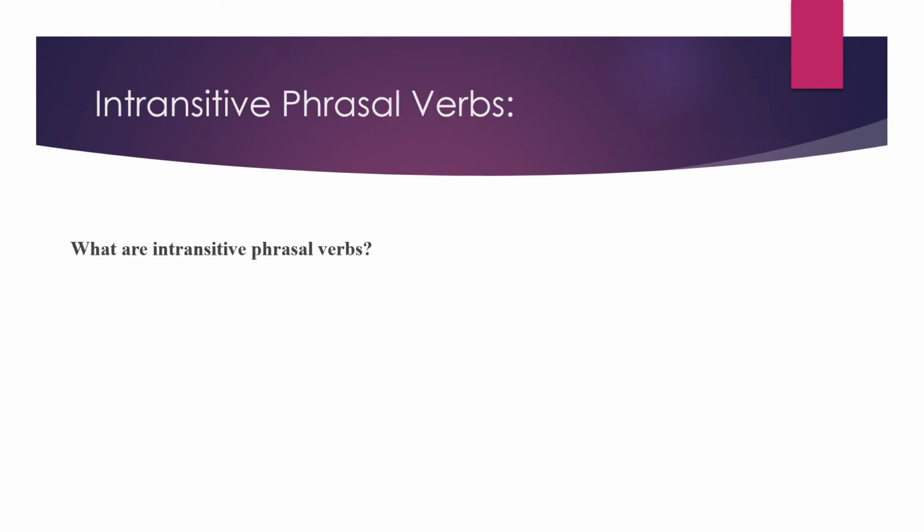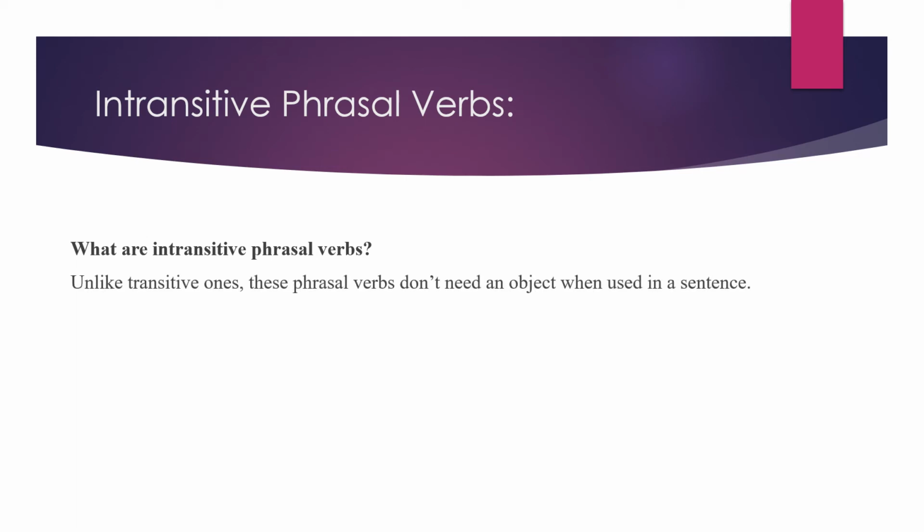Now we will see what intransitive phrasal verbs are. Unlike transitive ones, these phrasal verbs don't need an object when used in a sentence. For example, my car broke down. Over here, broke down is the phrasal verb, which means the car stopped working. So without an object, it conveys the whole thought, the whole idea. It doesn't need an object to convey its meaning.